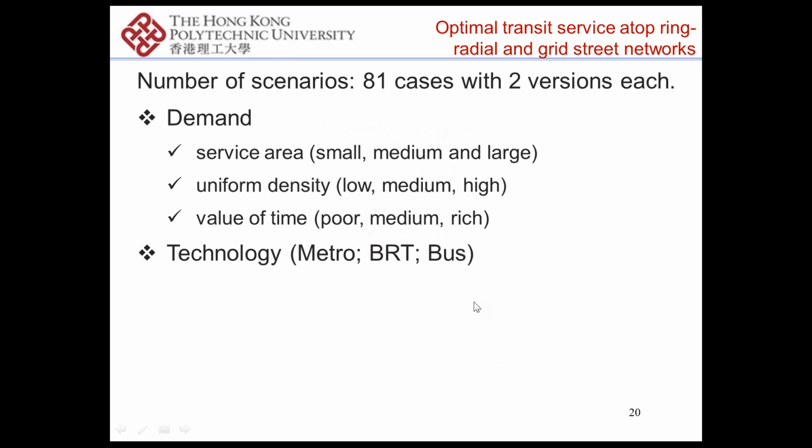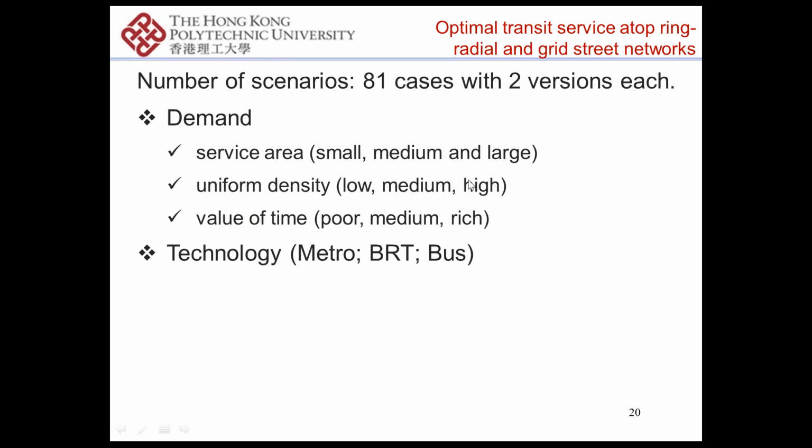Okay, so we have explored a total of 81 cases with two versions each. The two versions are for the ring-radial network and for the grid network. So there are a total of 162 problems. The 81 cases of each network type include three different service areas, meaning a small city, medium city, and a large city, and three different demand densities. We assume the demand is uniform here.